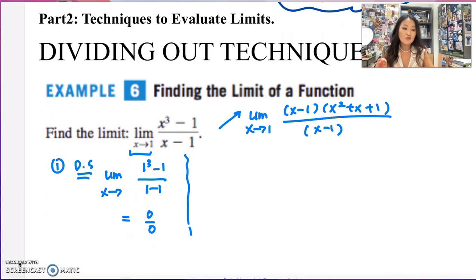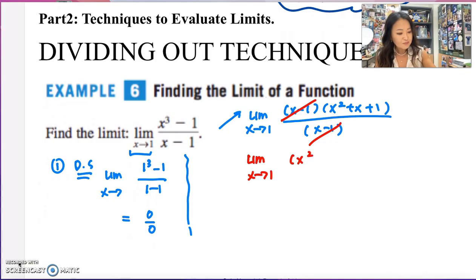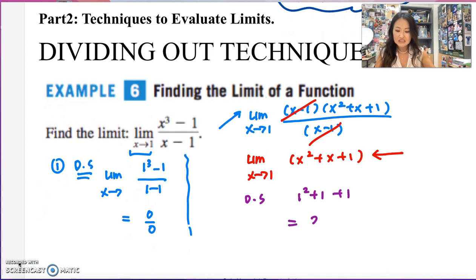You've got to simplify everything before you conclude. So I get this. I'm still trying to find a limit, but now I've crossed that out, and I get this remaining. At this stage, I have to ask myself, can I simplify further? And I say no. That means I would just direct substitute now. So when I substitute, I get 1 squared plus 1 plus 1, which is equal to 3.